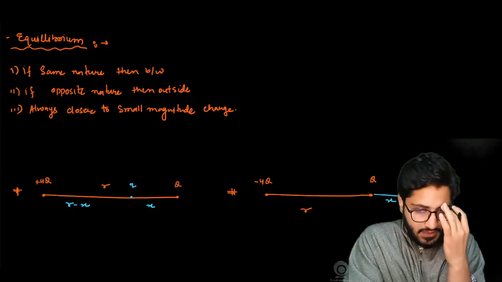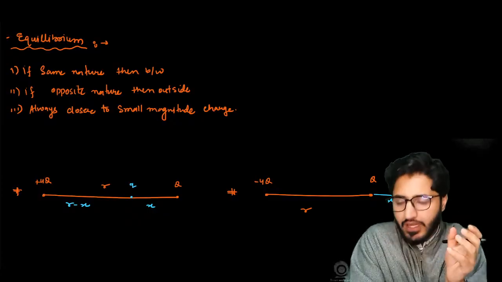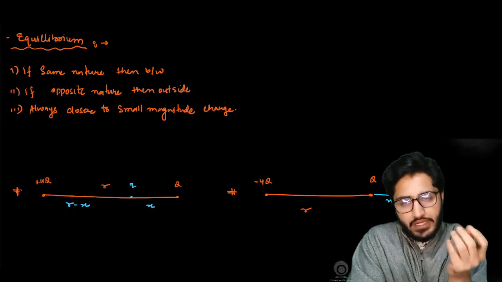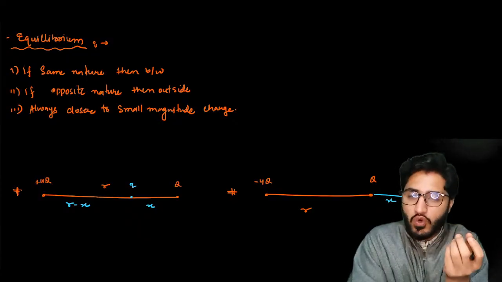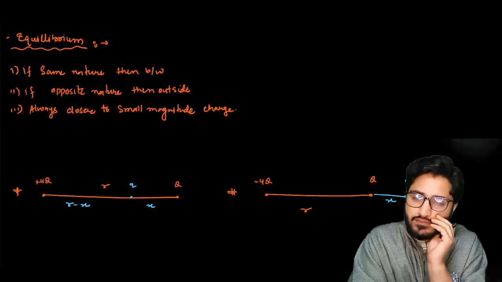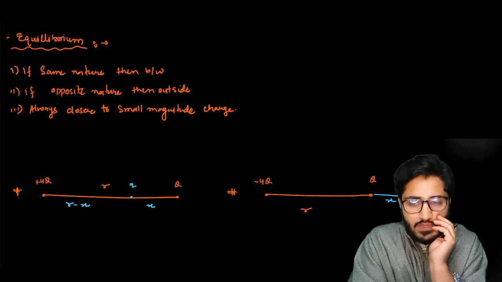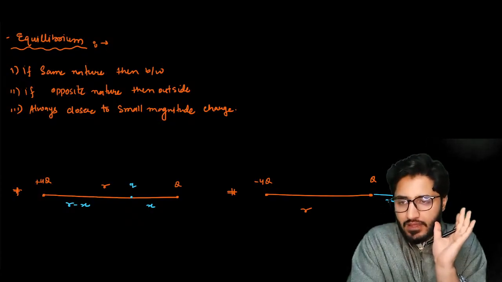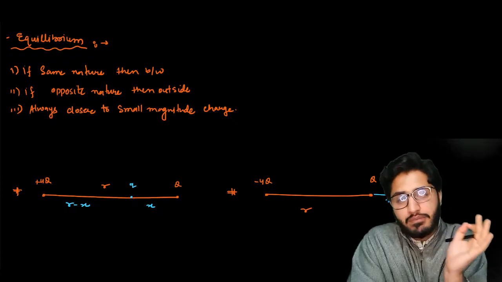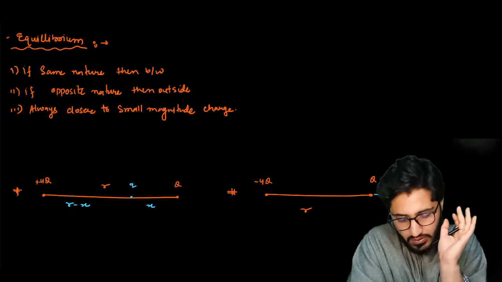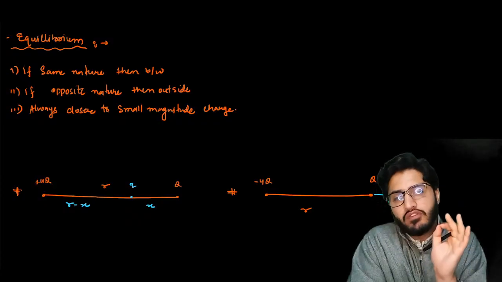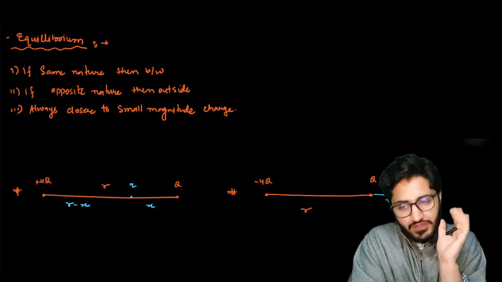Equilibrium simply means a particular point. The equilibrium point is that particular point where the summation of all the forces is equal to zero. Clear? At that particular point, we will call it the equilibrium position.